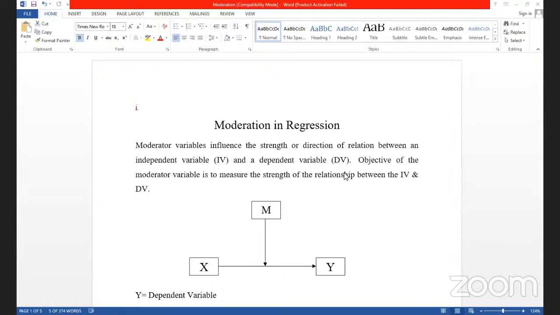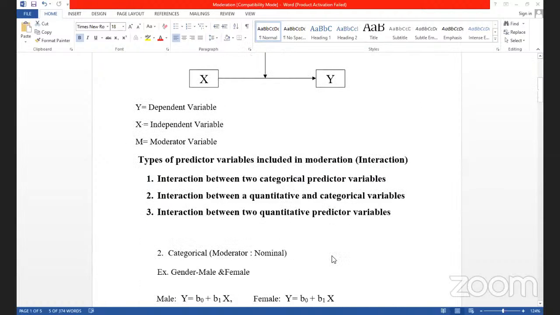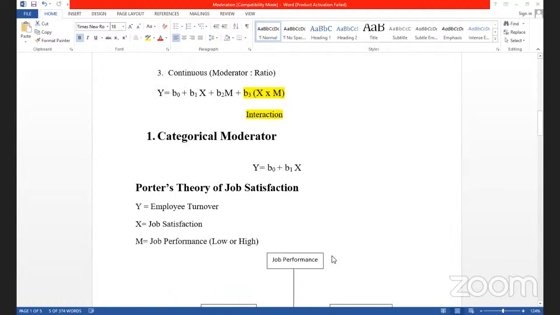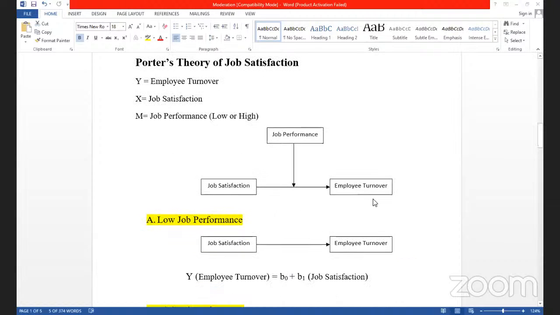Welcome back, dear participants. So now I am taking the case study theory. This case study is about job satisfaction and job performance. Let's say Porter's theory of job satisfaction.